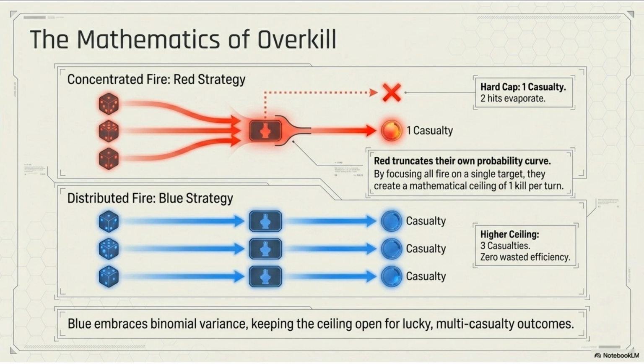You roll hit, miss, hit. Now I've killed 2 red units. Right. And because you spread your fire, those 2 hits actually count. You didn't overkill anyone. And this is where the first hit math comes in.